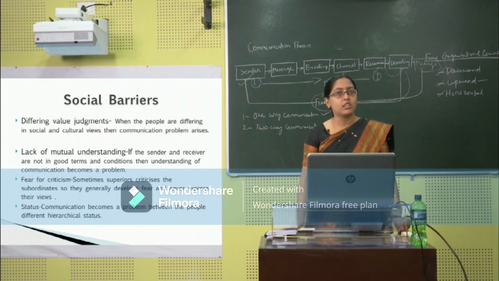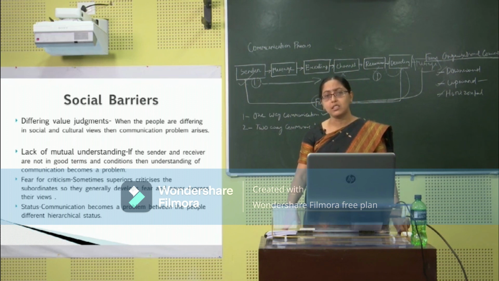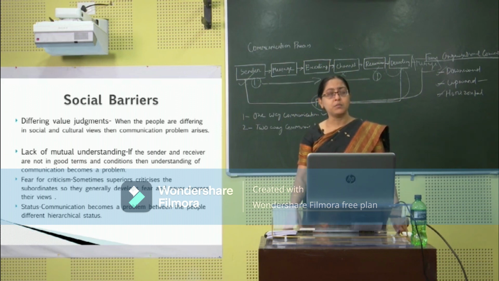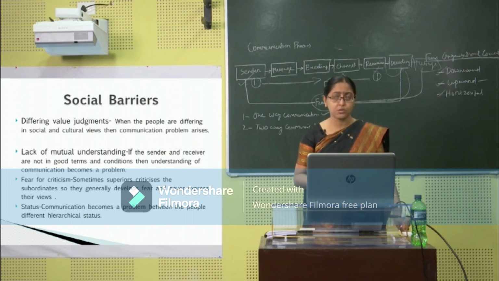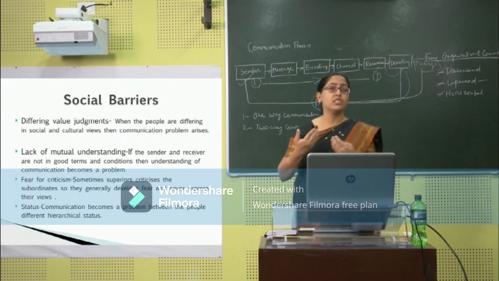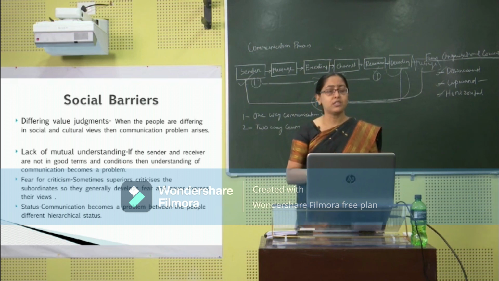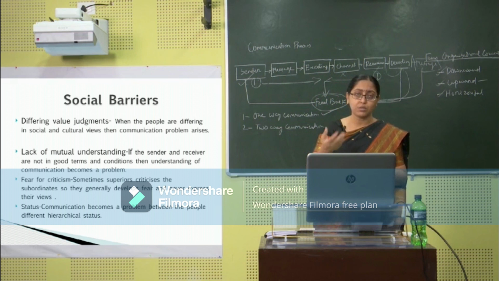Then there is lack of mutual understanding. If both parties are not on good talking terms, and they never understand what each other wants to pass on as a message, then communication gets hampered. And then fear of criticism. Many times subordinates never express anything to the seniors, because they feel that if they say something, the senior manager will criticize them. So, that is the biggest challenge. Due to fear of criticism, they never come forward to say something.